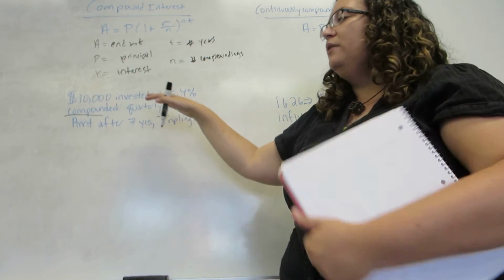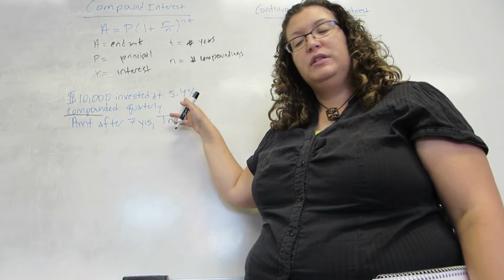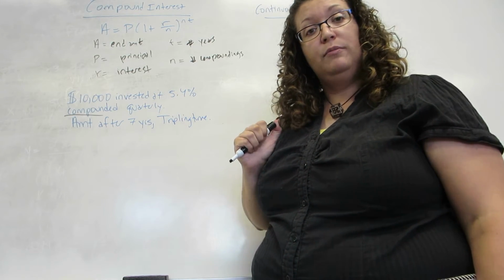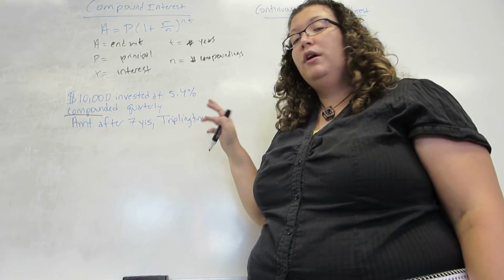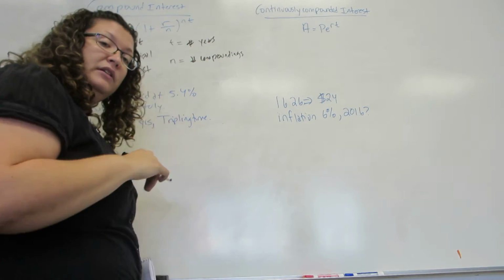Suppose I put $10,000 into a savings account that earns 5.4% compounded quarterly. Okay, I want to know two things about this. I want to know how much I'll have after 7 years, and I want to know how long it will take to triple my money. We call that the tripling time.